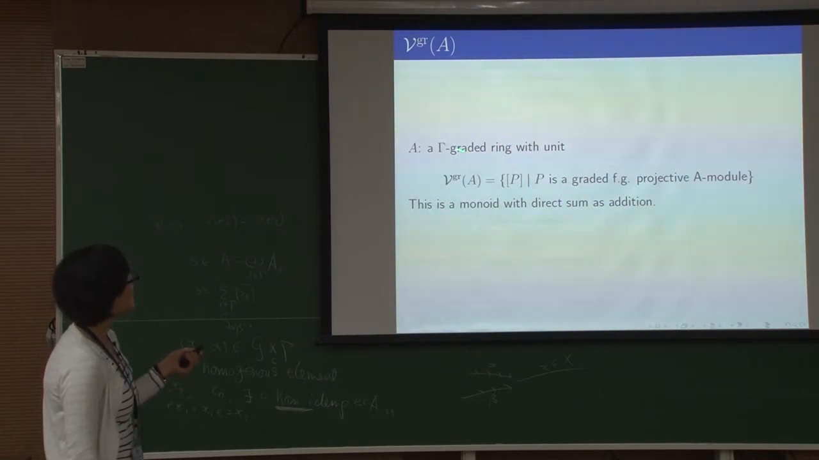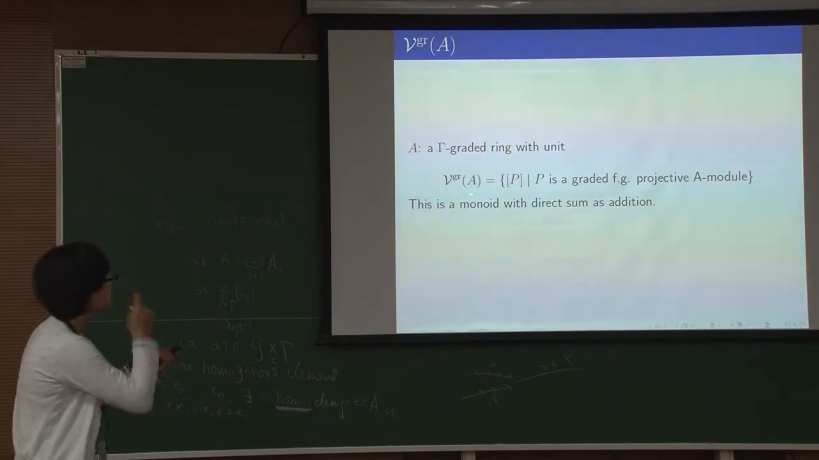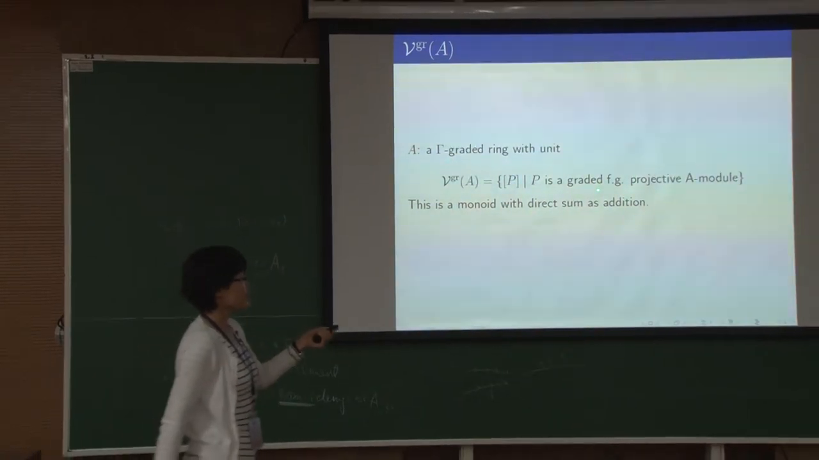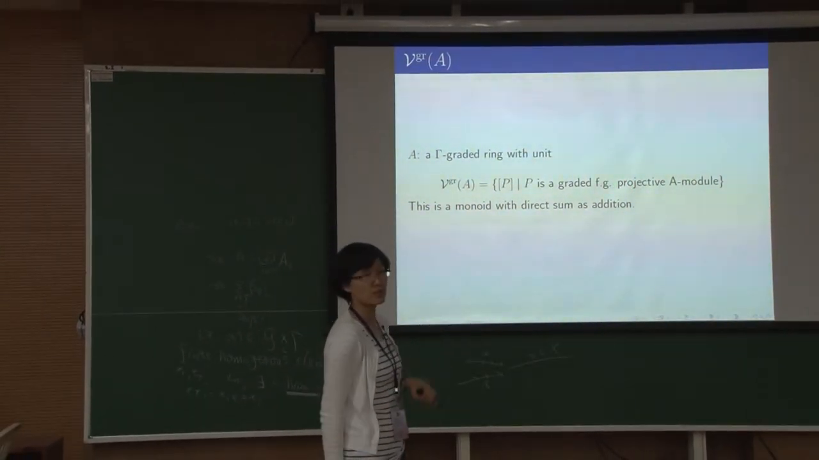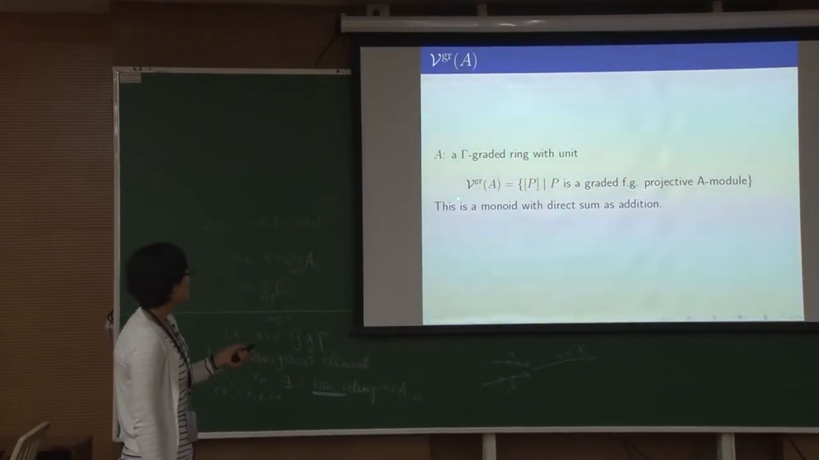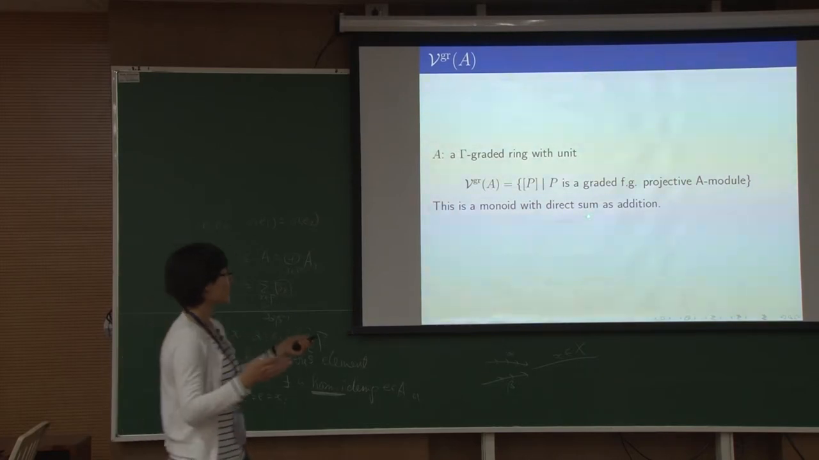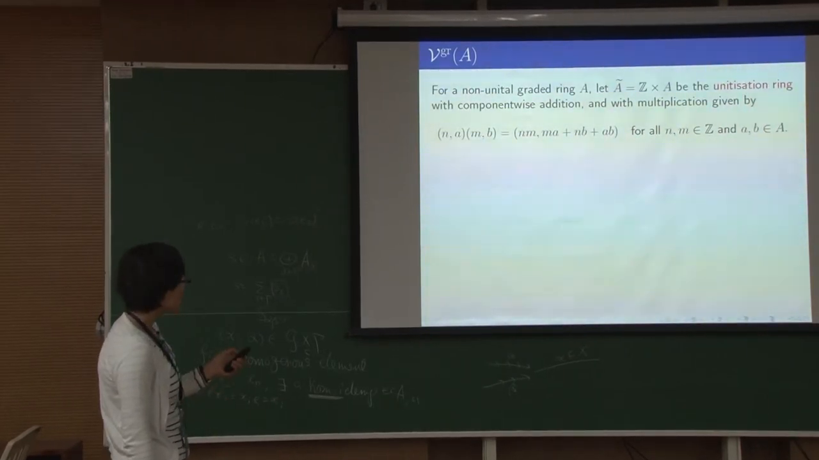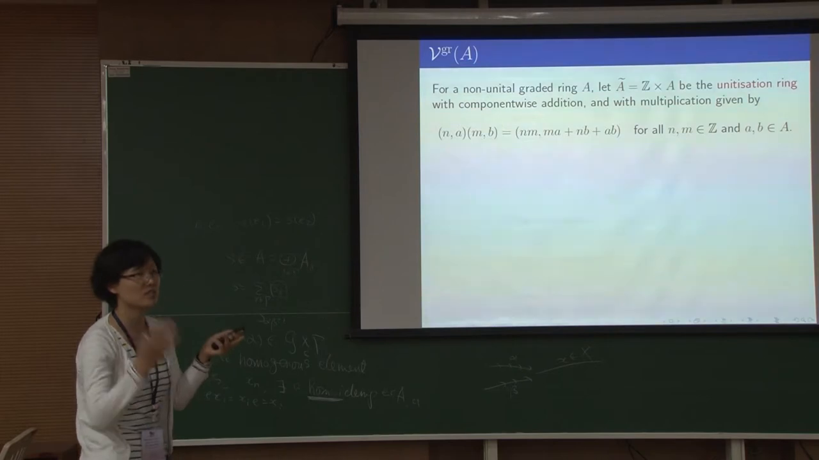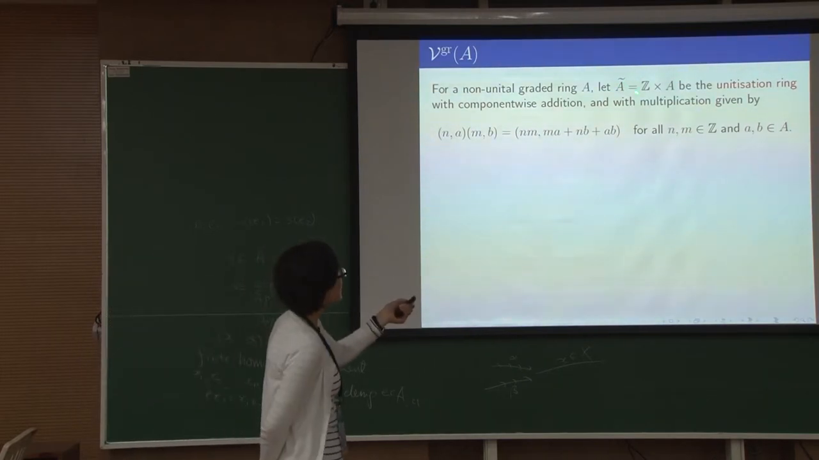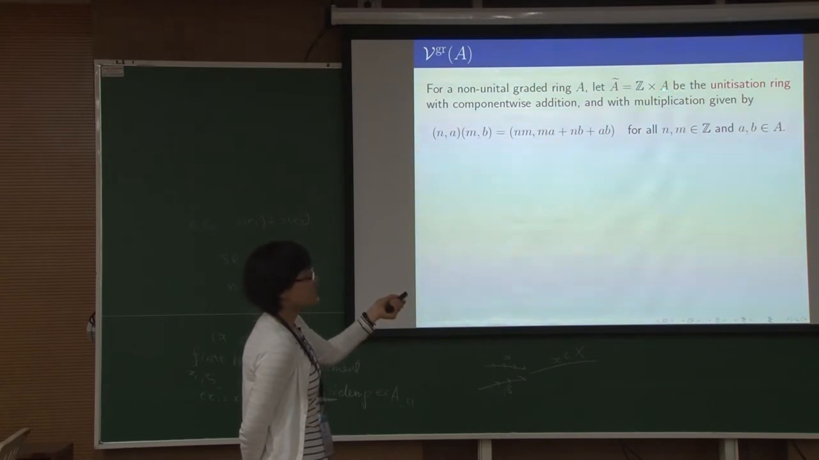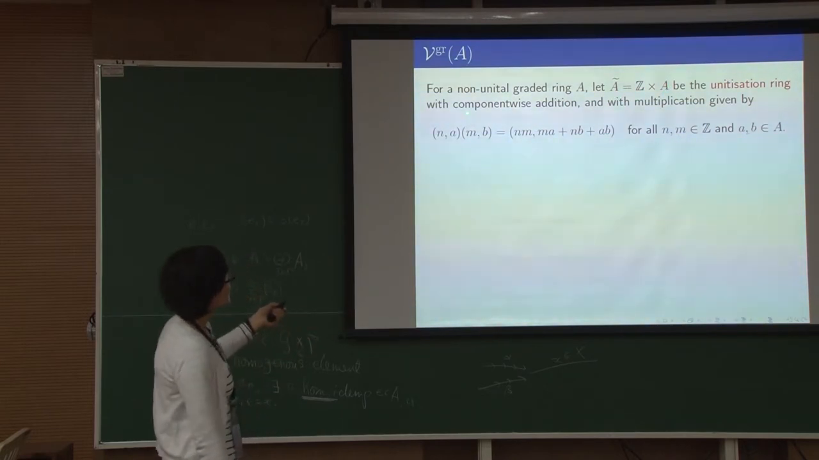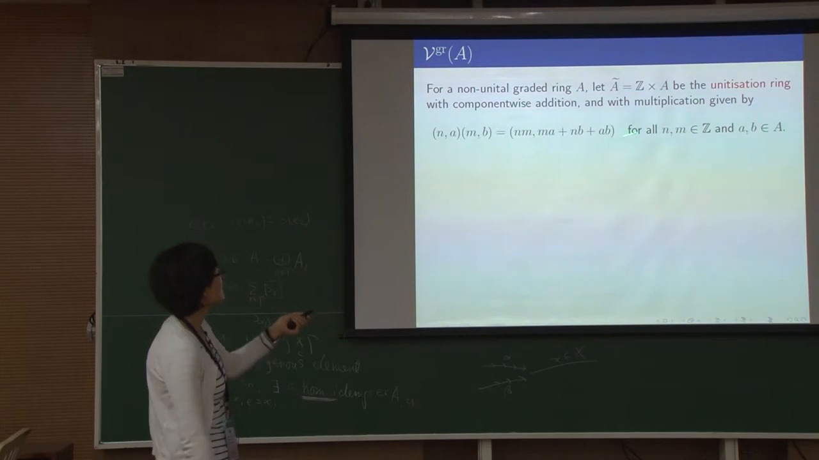Let A be a gamma graded ring with unit. Then the V^gr(A) contains the isomorphism classes of graded finitely generated projective A-modules. So this V^gr(A) is a monoid with the direct sum as addition. For a non-unital graded ring A, we first get a unitization ring Z times A. So this unitization ring is Z times A. The addition is pointwise. The multiplication is given by this.